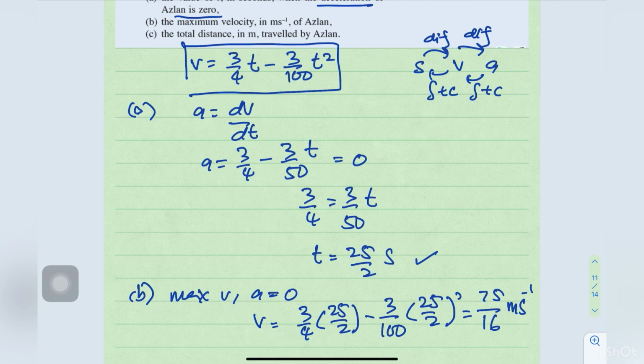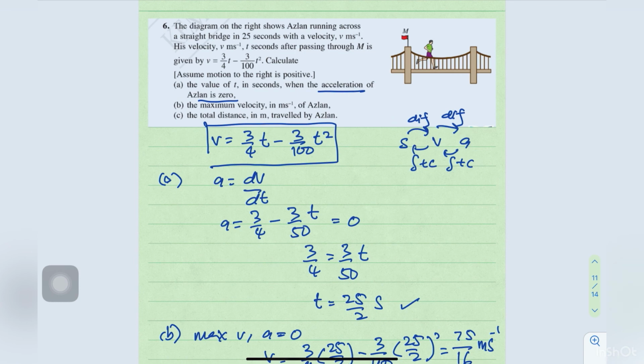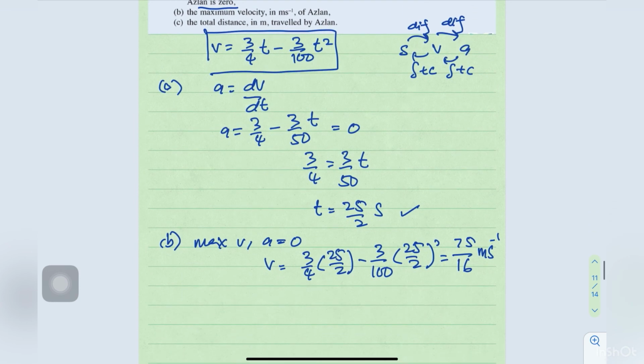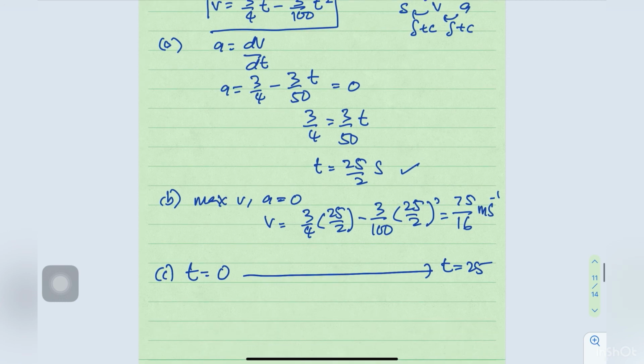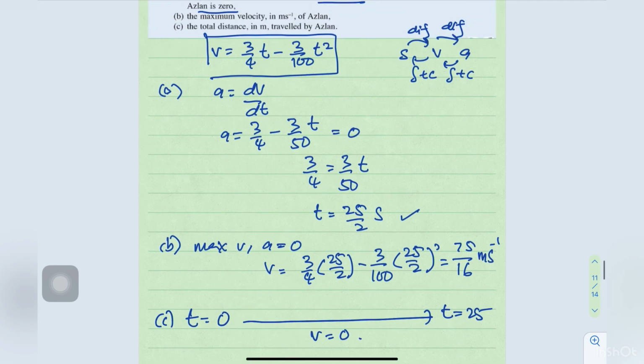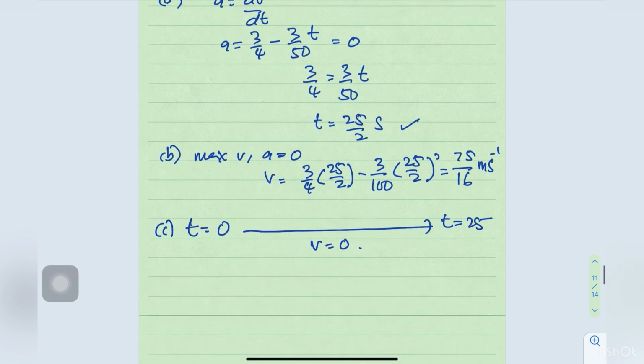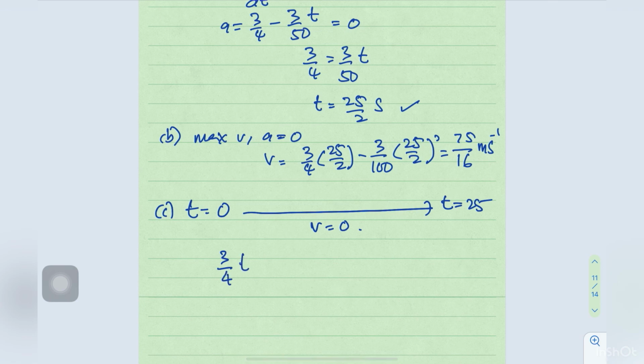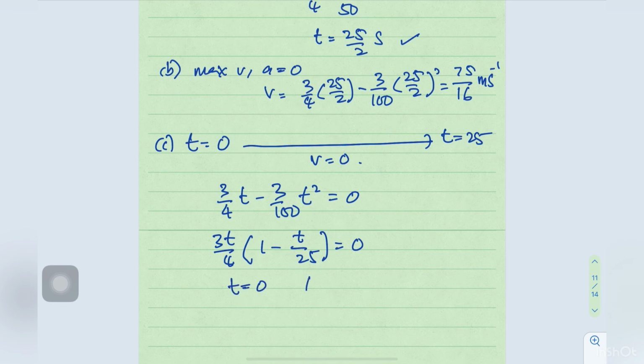Part C, the total distance in meters traveled by Azlan. The total distance, given from the question, is Azlan running in 25 seconds, meaning from t equals 0 to t equals 25. Then we test when v equals 0. Just now v is 3 over 4 t minus 3 over 100 t squared, so 3 over 4 t minus 3 over 100 t squared equals 0. Then we can factorize: 3t over 4 times 1 minus t over 25 equals 0. Then t equals 0 or t equals 25.